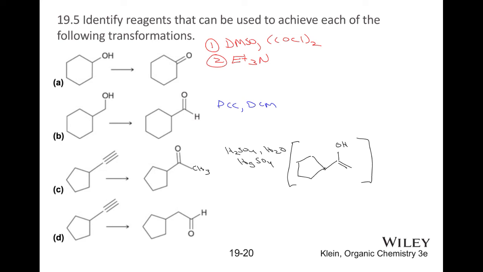And the next one, I would use 9-BBN in the first step. And in the second step, I'd use hydrogen peroxide and a base. And of course, you should be able to draw the enol for this one too. Let's give it a try. So for this one, I end up with an enol with the hydroxyl on the end, and of course that would tautomerize to give me the aldehyde. So there we go.